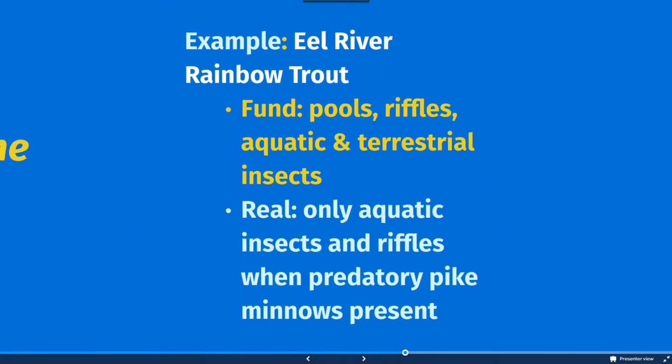Just as an ecological example, for the Eel River rainbow trout, we have a fundamental niche that includes pools, riffles, aquatic and terrestrial insects. So the niche can consist not only of food resources, but also space resources. But the realized niche of the rainbow trout is going to only include aquatic insects and riffles when the predatory pike minnows are present. So although there's all this space available, they really only occupy this small amount of that region.